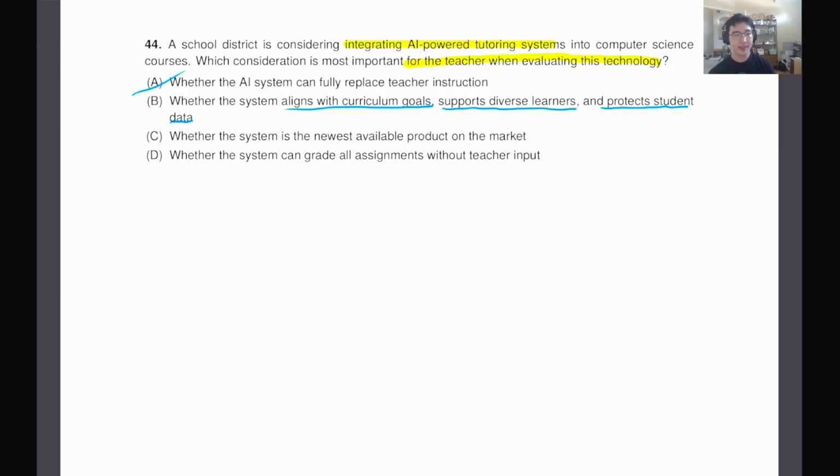A lot of these AI systems take whatever data you give them and use it to train the system itself. And that can be a little dubious in how it actually protects student data. So those are important concerns as a teacher. C, whether the system is the newest available product on the market. I don't know about you, but as a teacher, I get a little tired of the newest fad. They seem to change year over year. So I personally don't necessarily care about the newest available product on the market, and I think B is more important when evaluating this technology.